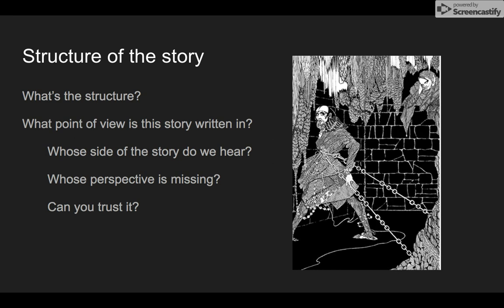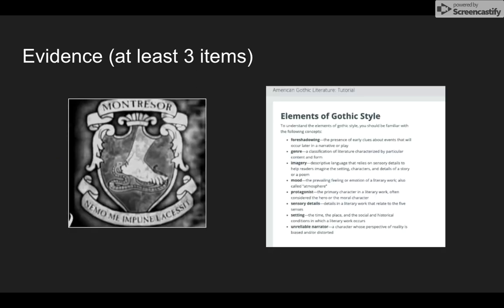We don't even know what Fortunato did to offend Montresor so much. Whose perspective is missing? Everyone else's. We're just getting a very biased view of what's happening from Montresor, who's already told you he's mad. Can you trust it? No, that's the nature of an unreliable narrator. You cannot trust it. But why? What are your clues? Okay, you need to find 3 pieces of evidence to prove that Montresor is kind of nuts.